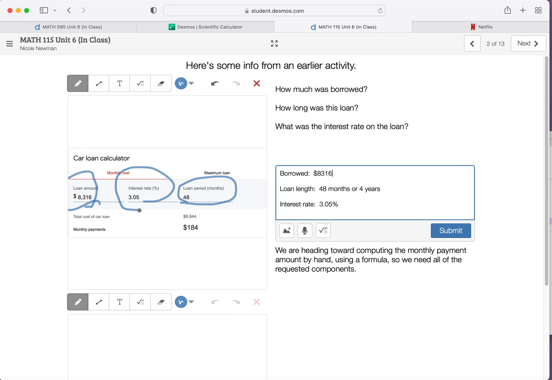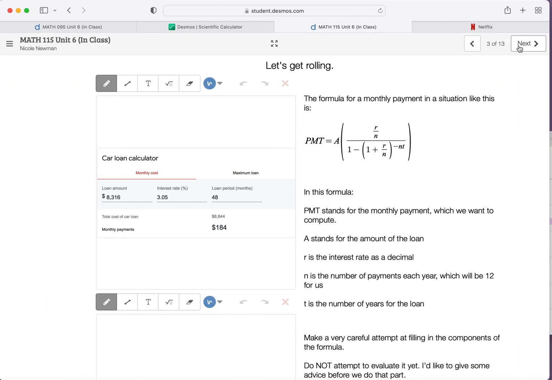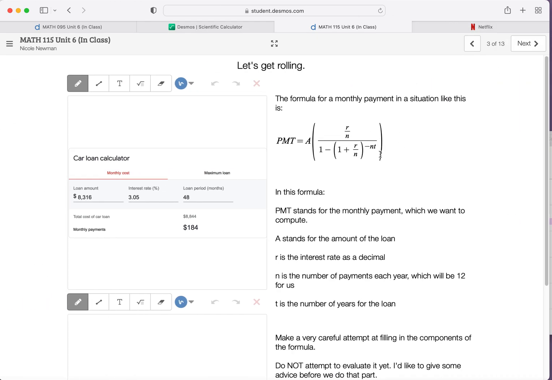We are headed toward computing the monthly payment amount, this part down here. We are headed toward being able to find that by hand using a formula. So we need these other components to make that happen. The formula for that is pretty intimidating. So, little bits at a time. The PMT on the outside stands for the payment. That's the monthly payment that we're looking for. The A, right there on the right-hand side before the parentheses, is the amount of the loan, the amount that we need to borrow.